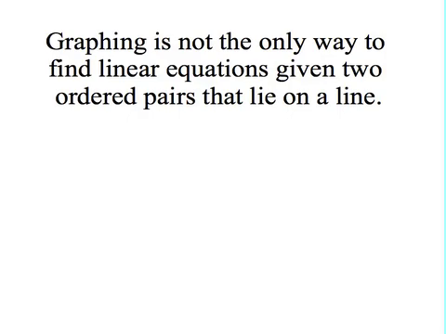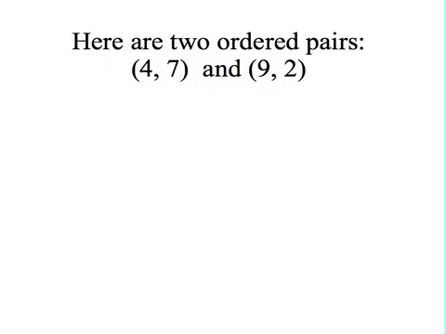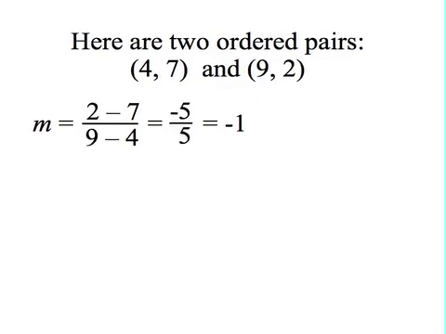In the previous lesson, we used graphing to find equations of lines given two ordered pairs. Well, that's not the only way to do it, and that's what we're going to do in this lesson. Let's start with two ordered pairs. We're going to find the slope, but we're not going to find it by counting it out on a graph. We're going to use the slope formula, and the slope of this line is -1.